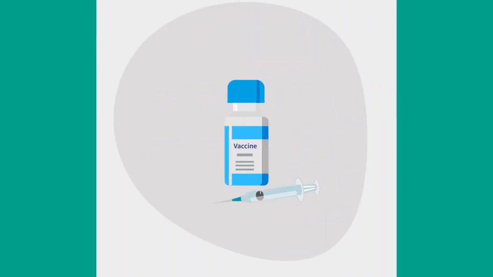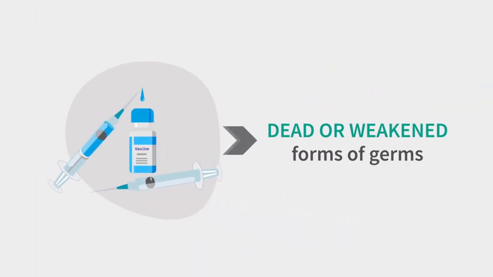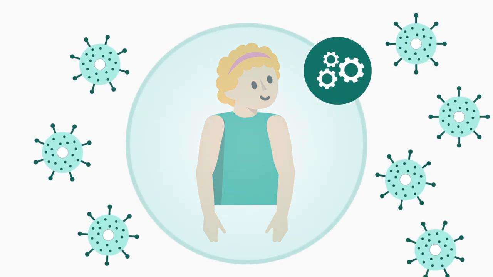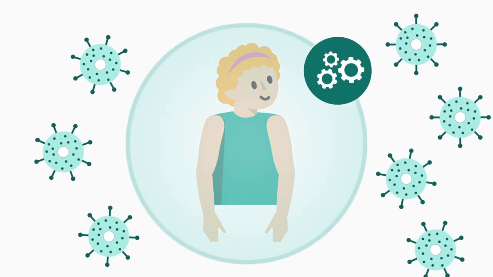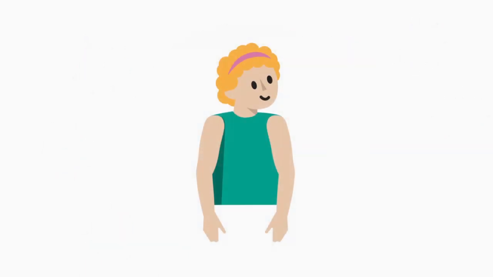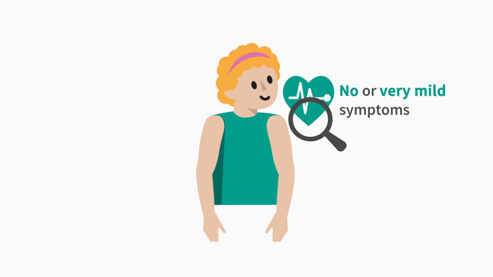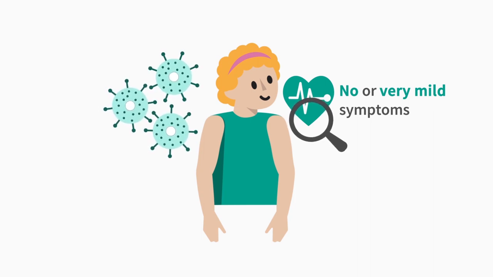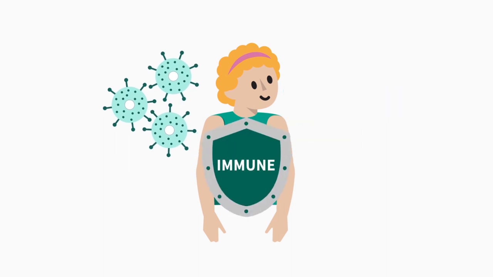Conclusion. Because vaccines contain only dead or weakened forms of germs, they do not cause any harm. Instead, they activate your body's natural defense mechanism to help your immune system develop immunological memory and build resistance against diseases. A vaccinated individual will show no or very mild symptoms of the disease once in contact with the dangerous pathogen. He is said to be immune to this specific disease.